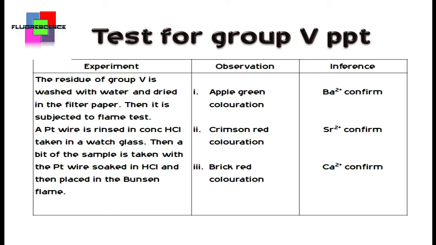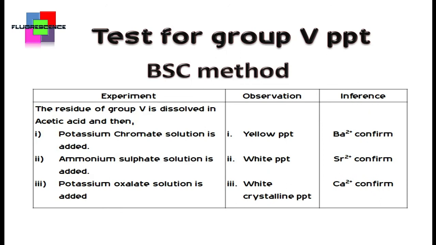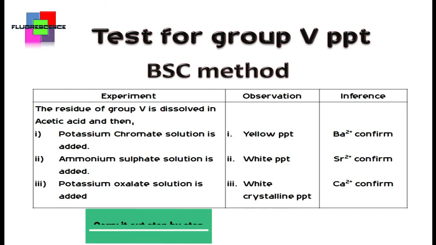Instead of this platinum wire test, you can also carry out the BSC method. Now in this BSC method, this order is very important. First of all, we'll test barium, then strontium, and then calcium. So what we'll do, first of all, the residue of group 5 is dissolved in acetic acid. Then we will add potassium chromate solution.